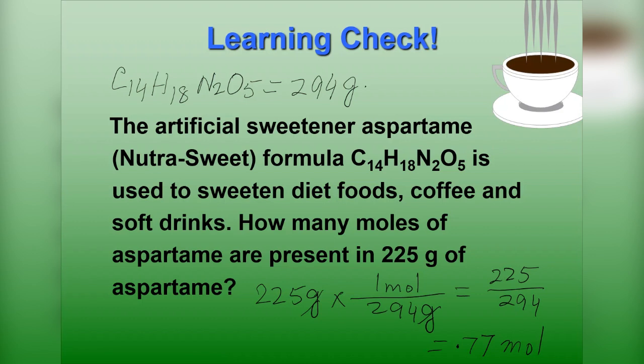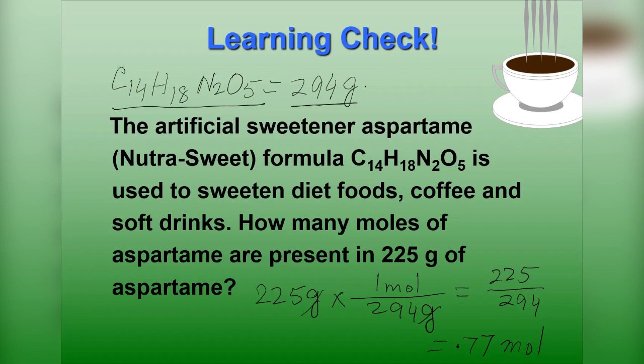First of all, calculate the molar mass of this. So carbon mass is 12 times 14. I rounded it off. Hydrogen is 1 times 18. Nitrogen is 14 times 2, 28. Oxygen is 16 times 5, 80. Add them up, so you will get 294 grams.